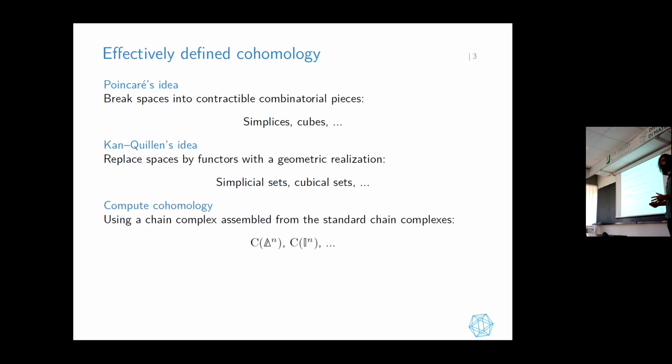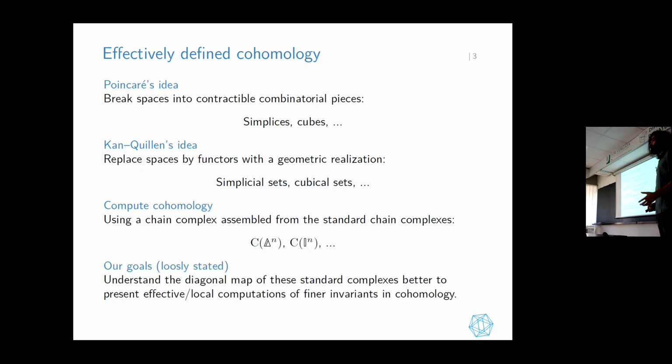And in order to compute their cohomology, we will effectively compute it via a chain complex that is assembled from the chain complexes associated with basic pieces: the chains on the standard simplex, the chains on the standard cube. What are the goals for today? We're going to focus on the standard pieces, the standard examples, and understand them quite closely, in particular the diagonal map, and extract from this understanding effective, sometimes called local, computations of finer invariants of cohomology.